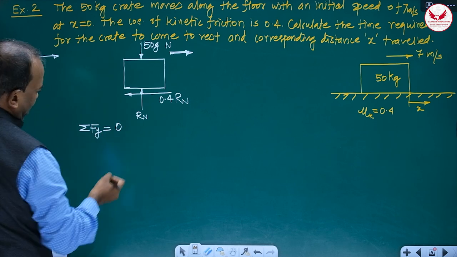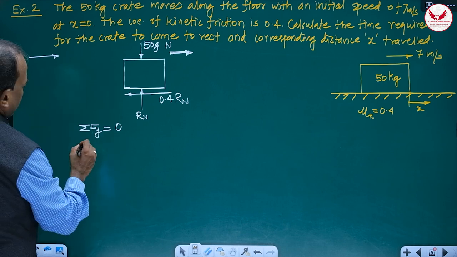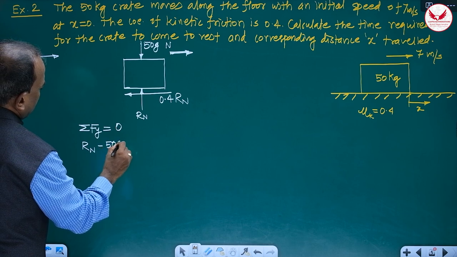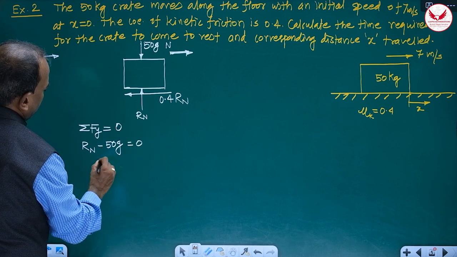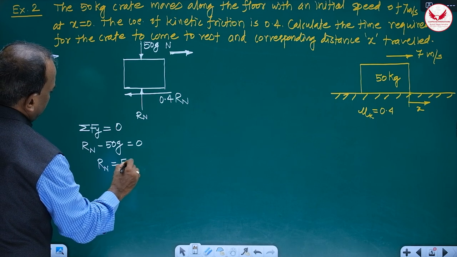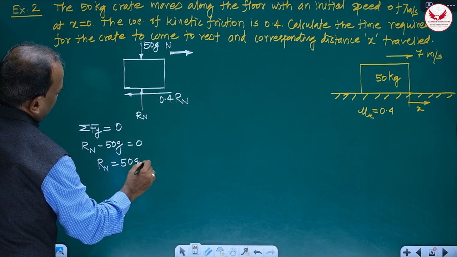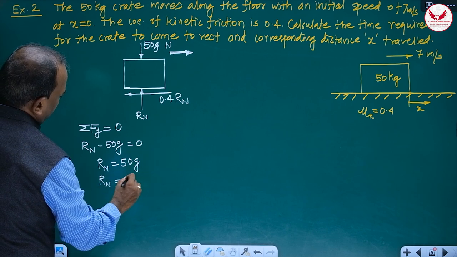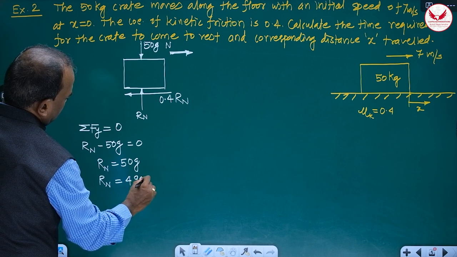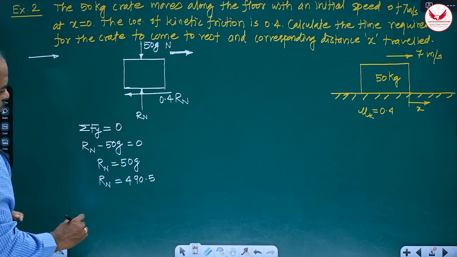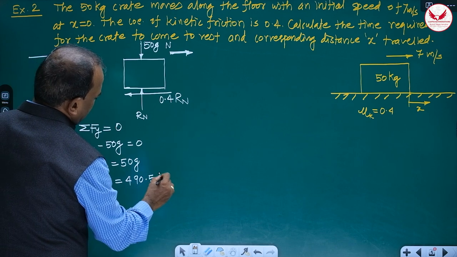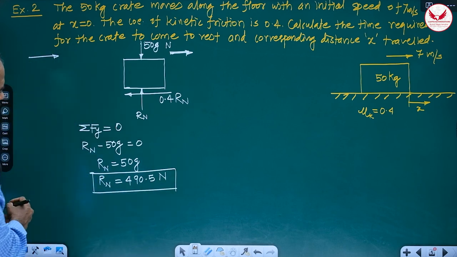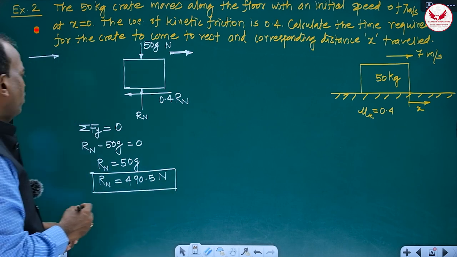So that my means ay is 0, hence it is 0. So what I'll get? Rn minus 50g is equal to 0, means Rn is equal to 50g, or Rn is equal to 490.5, g means 9.81 into 50. So this is Rn.